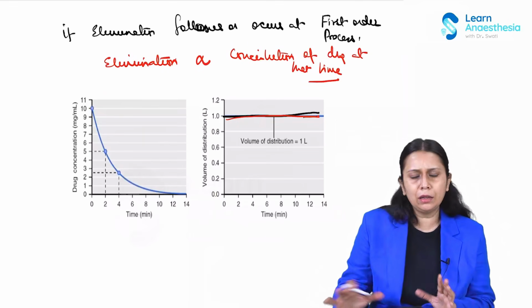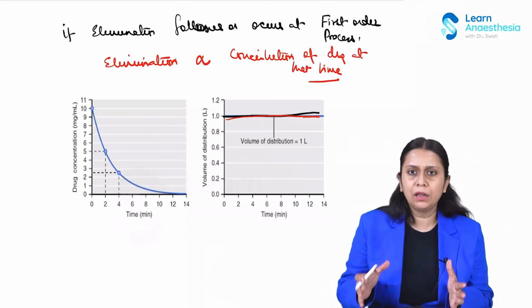But again, the body is not a single compartment. Whenever we give a drug intravenously, the drug from the central compartment starts going into the peripheral compartment. A very small amount of drug remains in the central compartment, and more and more drug moves to the peripheral compartment. The movement of drug to the peripheral compartment depends upon a lot of factors, like how soluble the drug is in the peripheral compartment, or how much the drug is attracted towards the peripheral compartment.